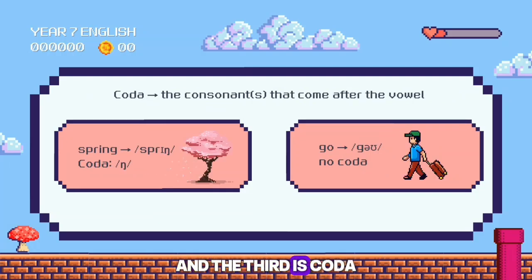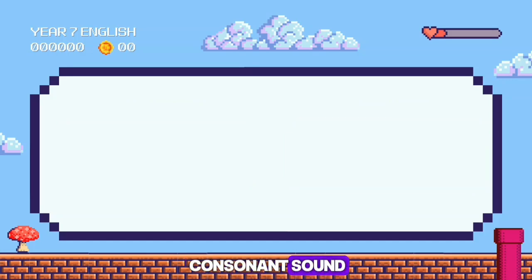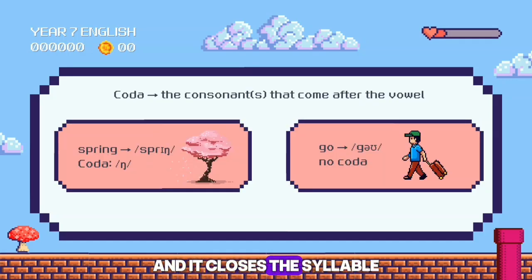And the third is coda. Coda is the consonant sound that comes after the vowel. So, the coda is like the ending sound of a syllable. And basically, the coda is what wraps up the syllable. For example, spring. The coda is ng. That's the ng sound at the end of the word. It's a single nasal consonant sound and is closest to the end of the syllable.